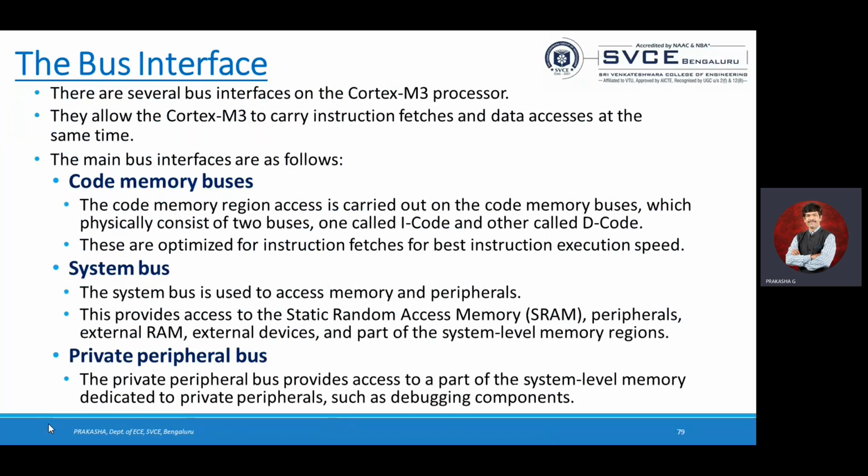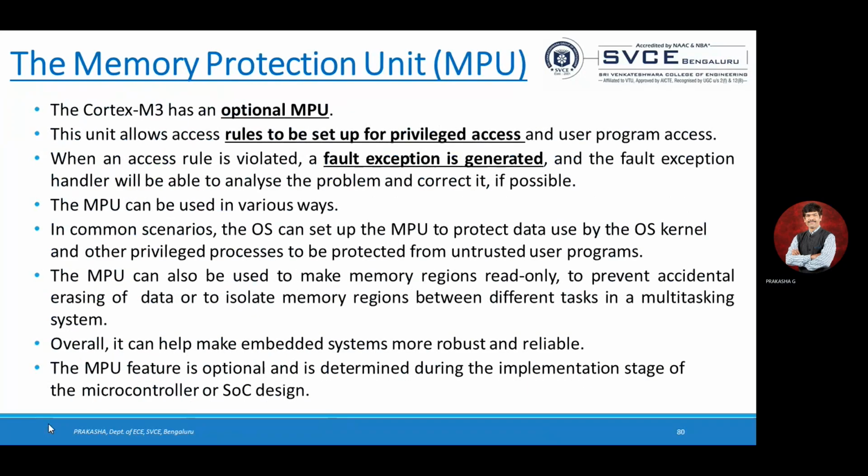One is for the system. The internal system components need to be connected. Second one is the code memory bus, where you need to extract the code and dump the code. Both operations can be done. And the third one, peripheral. Any peripheral needs to be connected. I need to connect the USB, I need to connect some other devices like a stepper motor, I can connect using the peripheral bus.